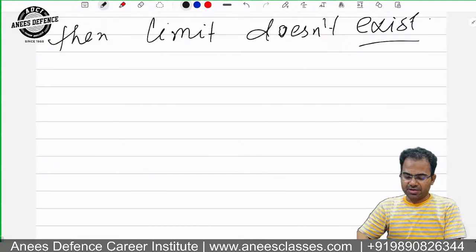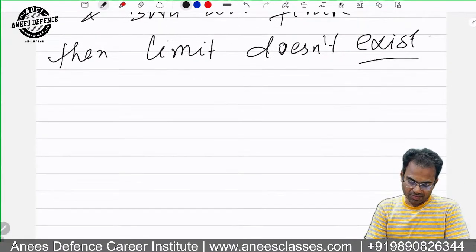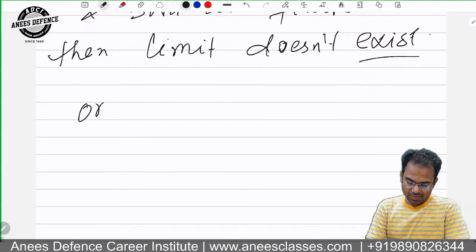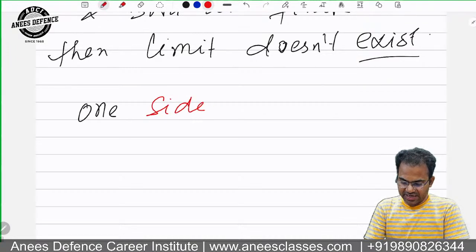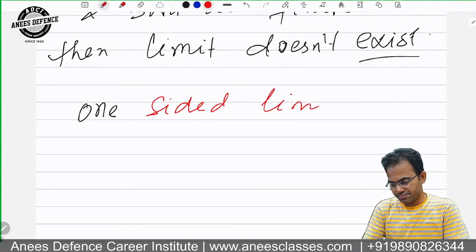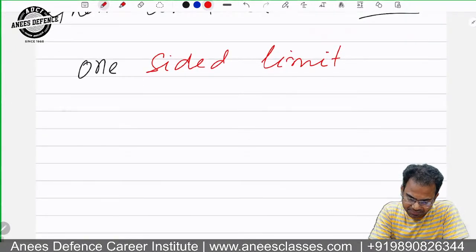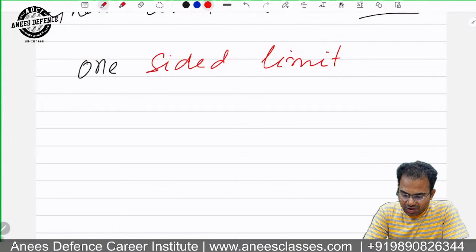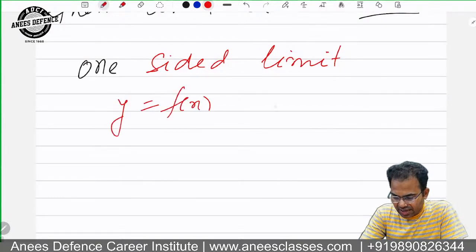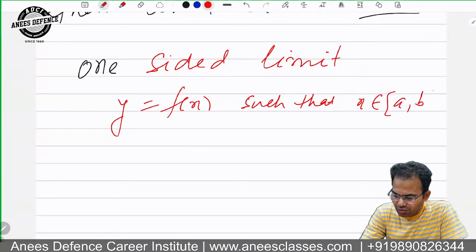Now the one-sided limit. For the one-sided limit, suppose that we have f of x such that x belongs to the interval A to B.